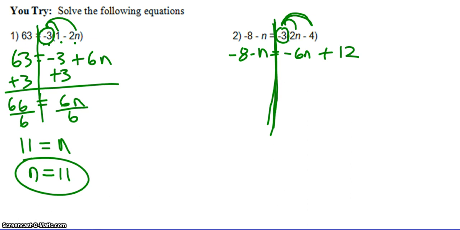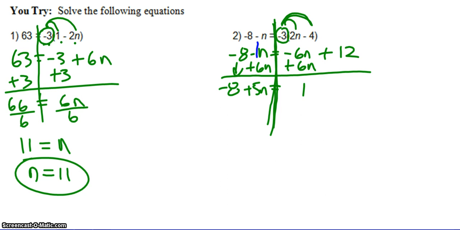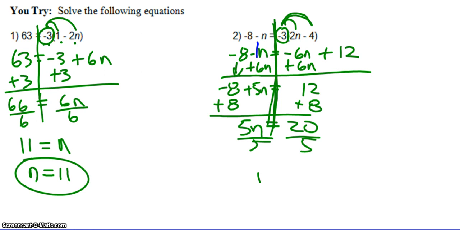So I'm going to add 6n. Some of you guys might have added the n. You'll still get the same answer. Add 6n here. Now you should know that if a letter does not have a number in front of it, you can put a 1 like that. So therefore I bring down my negative 8. Negative 1 and positive 6, that's plus 5n equals the 12. Okay, so now I have to isolate, so add 8, 5n equals 20, divide by 5, n equals 4. All right, hopefully you got that answer.